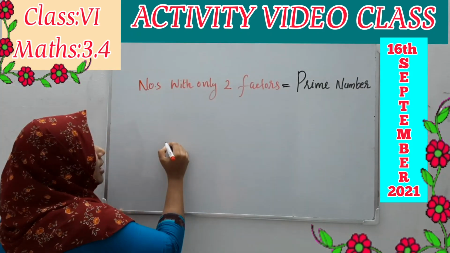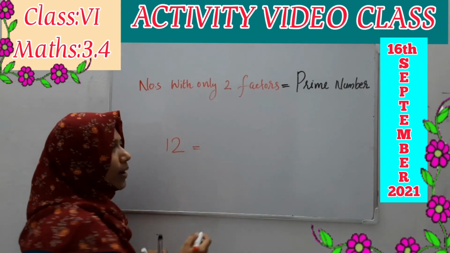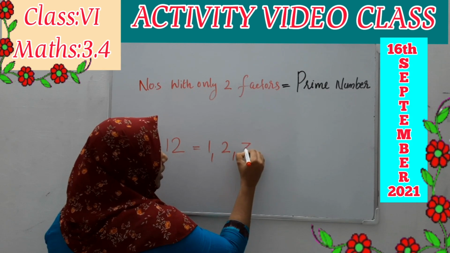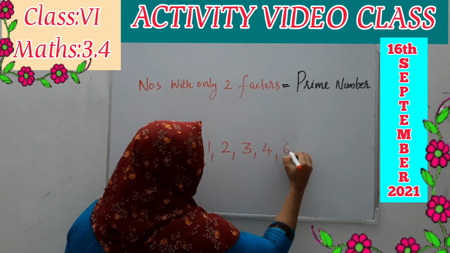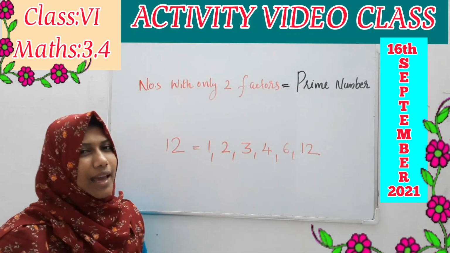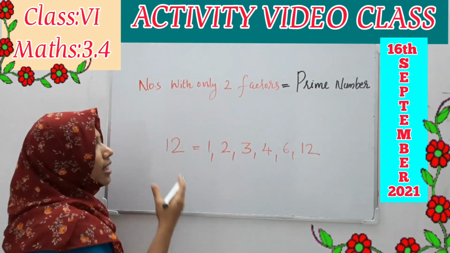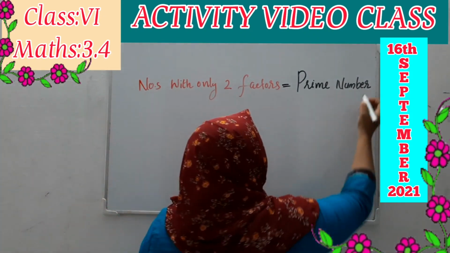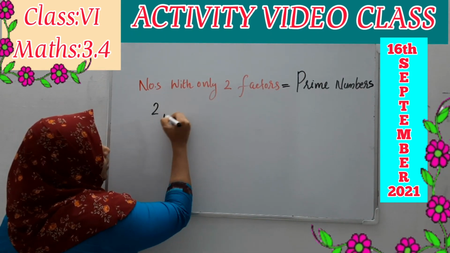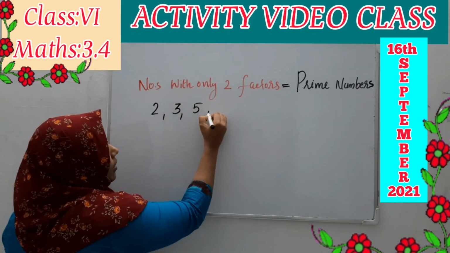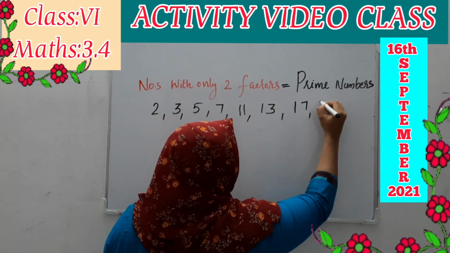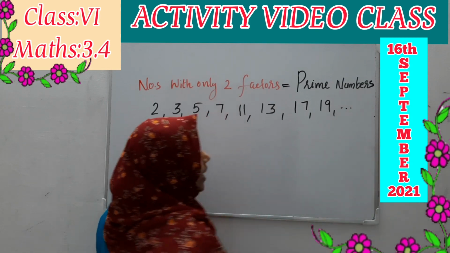For example, 12. The complete divisors of 12 are 1, 2, 3, 4, 6, 12. How do we get these numbers? We should take the product forms of 12. The prime numbers, numbers with two factors, are 2, 3, 5, 7, 11, 13, 17, 19, etc.